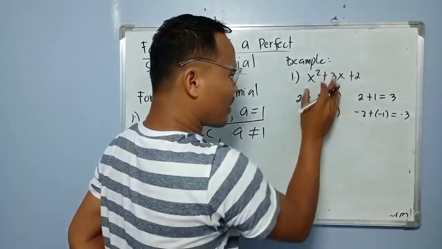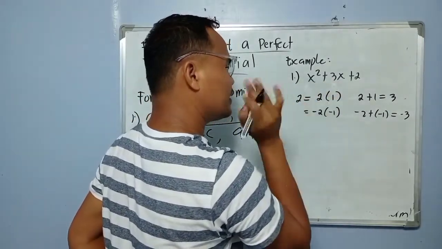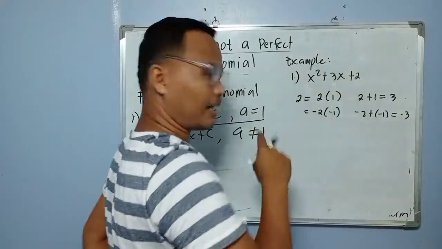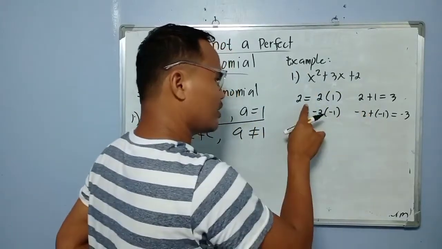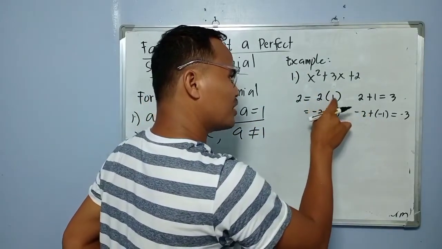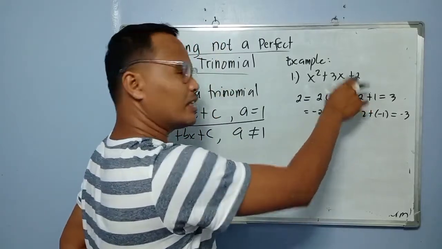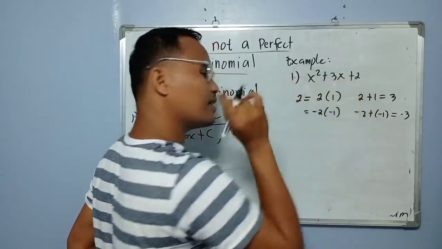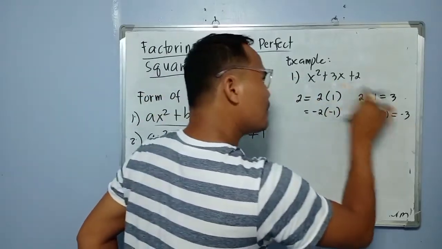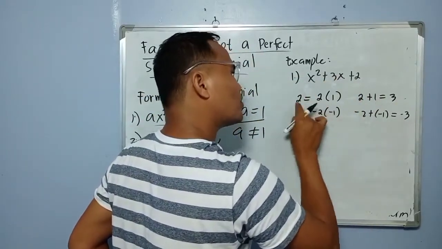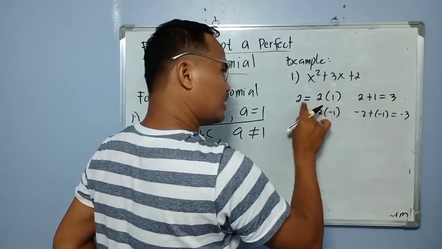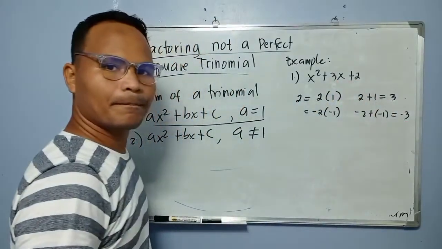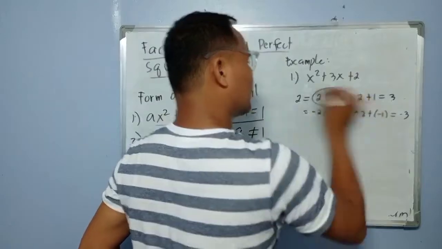Now, with these two pairs of factors, 2 and 1 are correct. Because if we get the product of 2 and 1, the result is the third term. If we get the sum of 2 and 1, the result is 3. So this is the sum, and this is the product. The product, the sum. So these are now the factors.